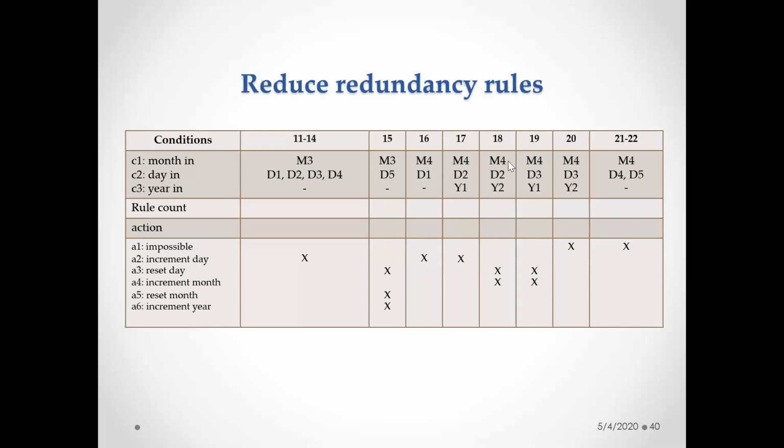Next one is M4 with respect to D2. I cannot merge it with anything because all the things are different, so I need to write it separately. So with respect to M4, D3, Y1, same thing. M4, D3, Y2, same thing. But with respect to your M4 and D4 and D5, don't care is there. With respect to this, it is highly impossible. So this is just a reduction part.